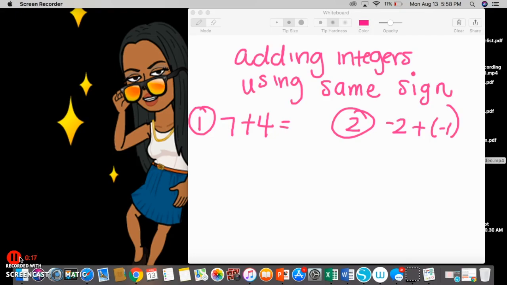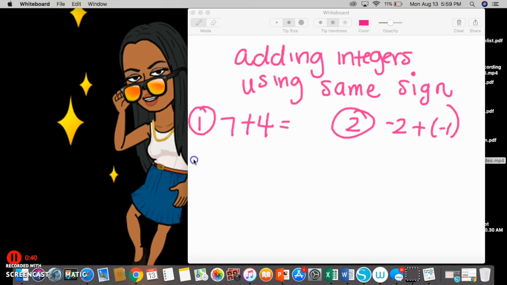This is fairly easy. When you're adding integers with the same sign, you must add their absolute value. The sum, which is your answer, will be positive if both integers are positive and negative if both integers are negative. So I'm only going to find the absolute value of the first one, and then you're going to do the second one on your own using the same steps.